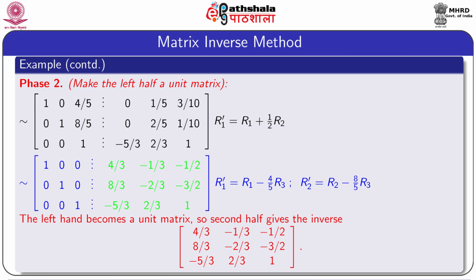That means, the inverse of the given matrix is 4 by 3 minus 1 by 3 minus half, 8 by 3 minus 2 by 3 minus 3 by 2, and the third row is minus 5 by 3 2 by 3 1. So, this is the inverse obtained by the Gauss-Jordan elimination method.